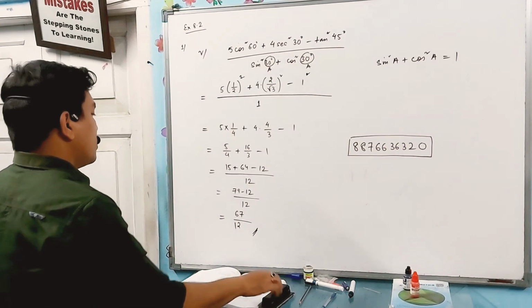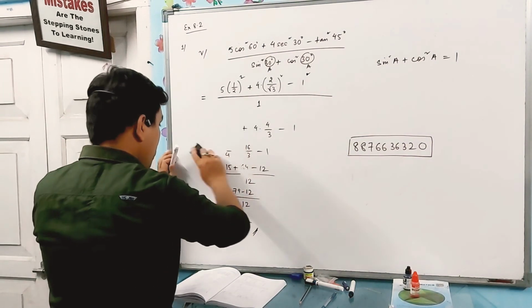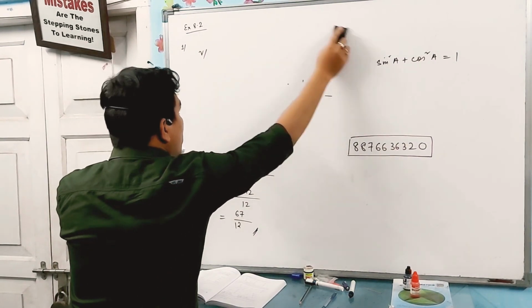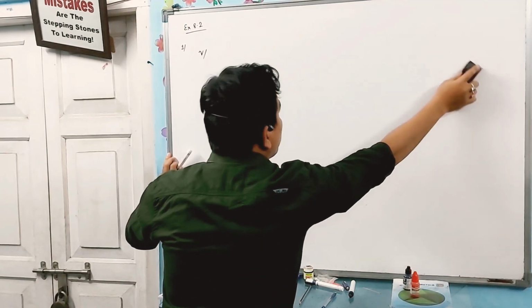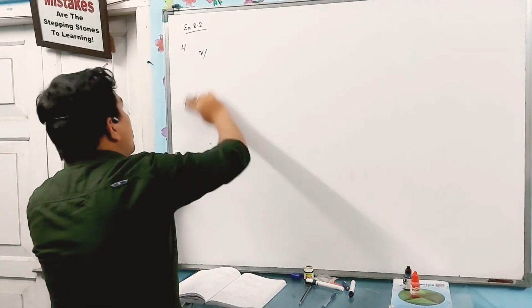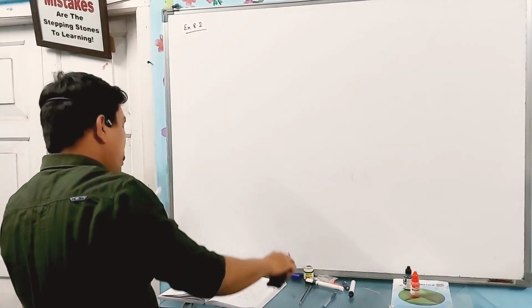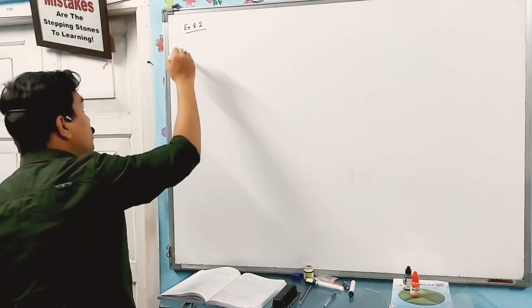Now let's do the next. Choose the correct option and we have to justify it. Simply we cannot choose the option, we have to justify it. And question number 2, number 1.